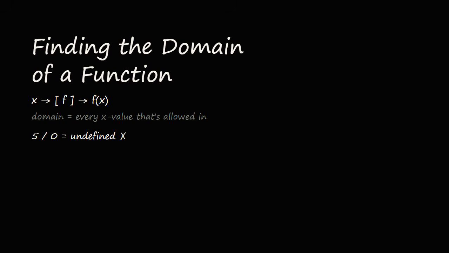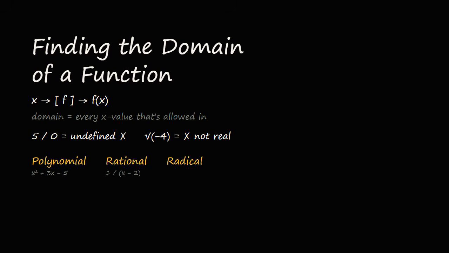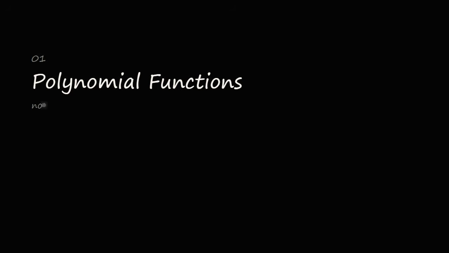Others cause problems like dividing by 0 or taking the square root of a negative number, and we have to exclude those. In this video, we'll go through it slowly, one type of function at a time. First, polynomials, which are always safe, then rational functions where a fraction can break, and finally radical functions where a square root can break. By the end, you'll have a simple checklist you can use on any function you see. Let's start with the easiest case.